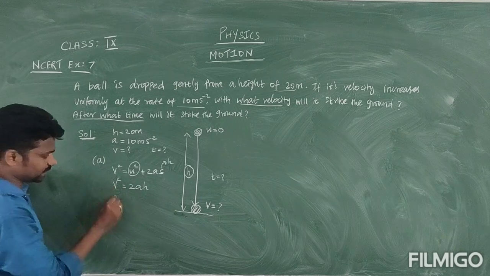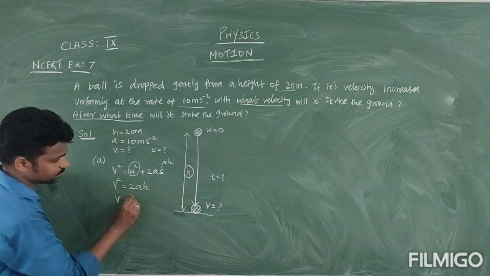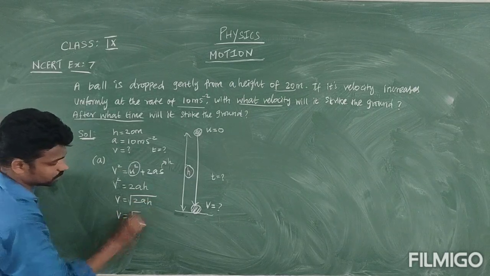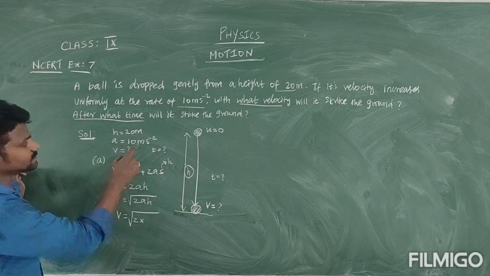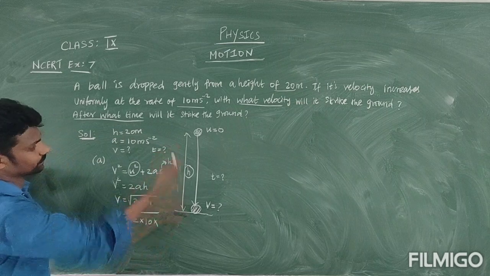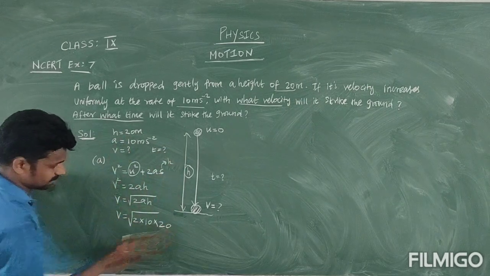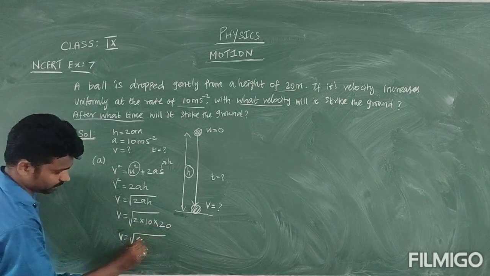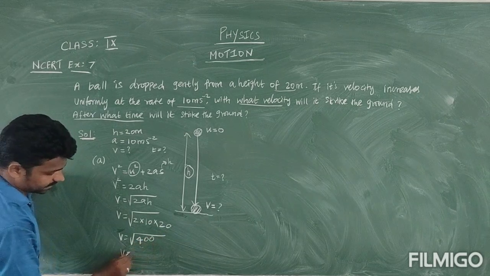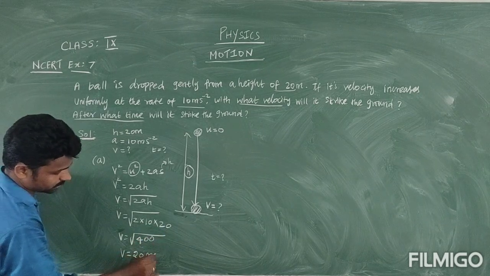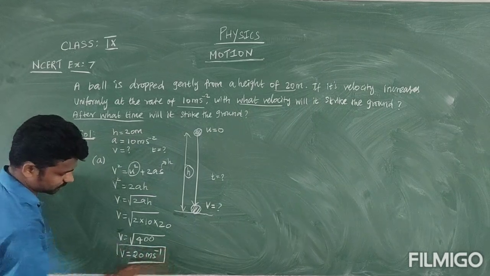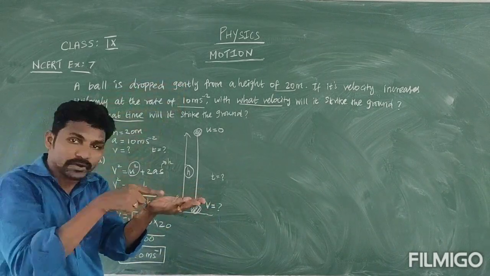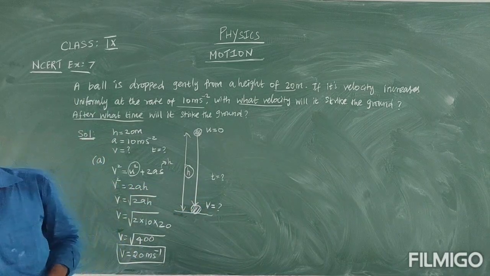Now we are asking for v only. Therefore v is equal to the square root of 2ah. The acceleration is 10 and the height is given as 20. Therefore v is equal to the square root of 2 into 10 into 20. 20 into 20 is 400, and the square root of 400 is 20. So v is 20 meters per second. While reaching the ground, the velocity of the ball is 20 meters per second.